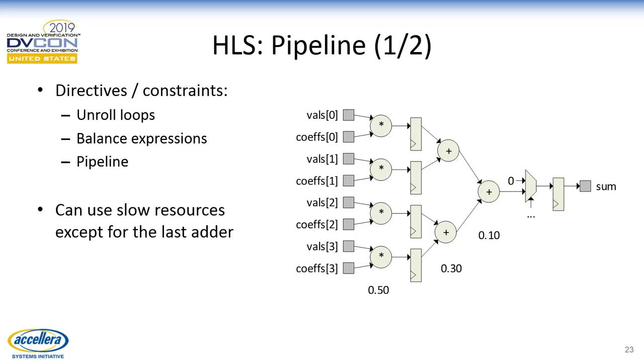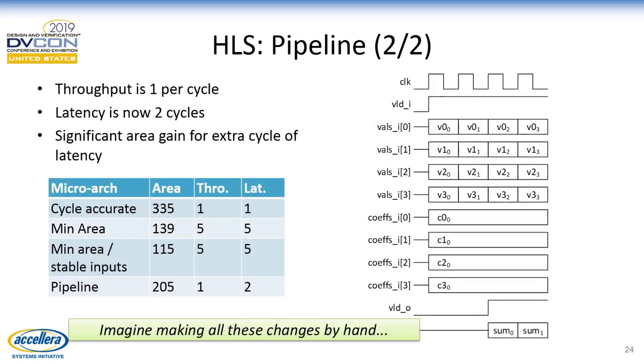When we pipeline it, it means the scheduler in the HLS tool will insert registers between the resources here. In this case, we'll get 2 banks of register before the output, and we'll be able to use slow resources because we have enough clock cycle, and we'll also be able to have a nice CSA on this side of the filter. So the area of the pipeline version is maybe in the middle between the min area and cycle accurate, but the throughput is 1 with a latency of 2.